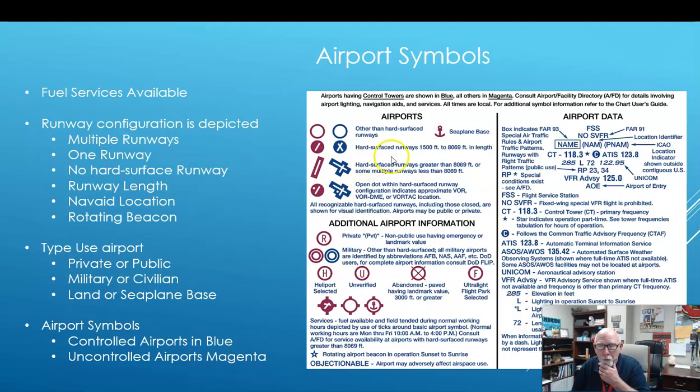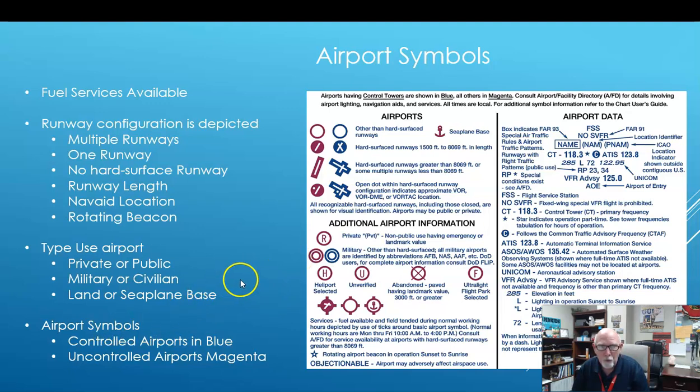Your airport symbols and your airport data. Again, it will tell you whether you have 1 or 2 runways. It'll tell you whether the runway is hard surface. It'll tell you the runway length and the nav aid location at the airport. It'll tell you whether there's a rotating beacon or light, and of course the type of use of the airport: private, military, civilian, land or sea base.